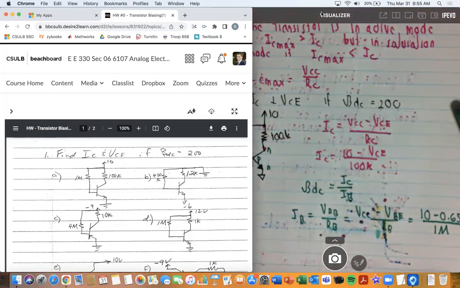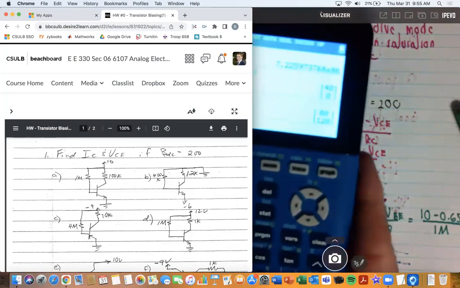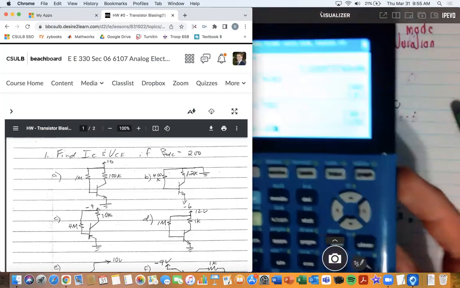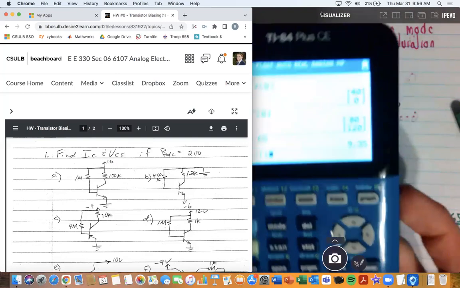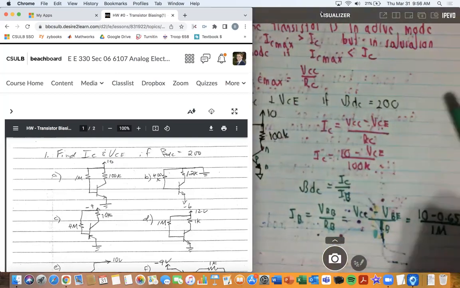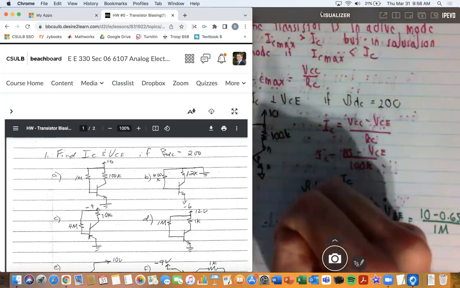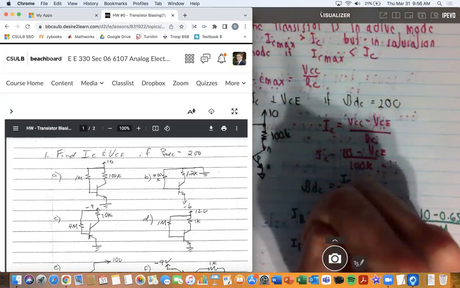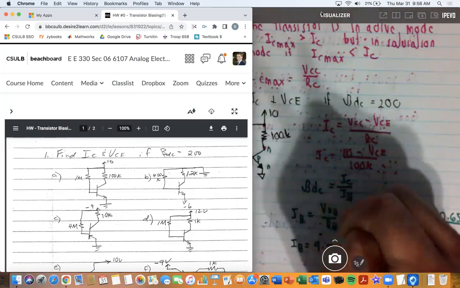When you do that on your calculator, let me do it on mine. What I got is minus 0.65 divided by, I got 9.35. So IB is 9.35 microamps.